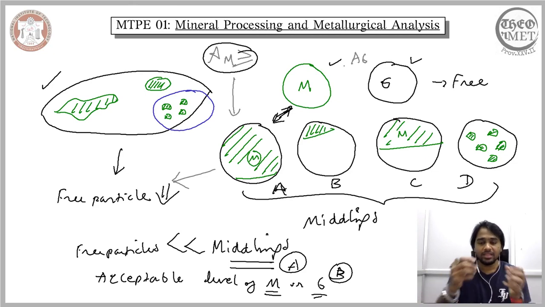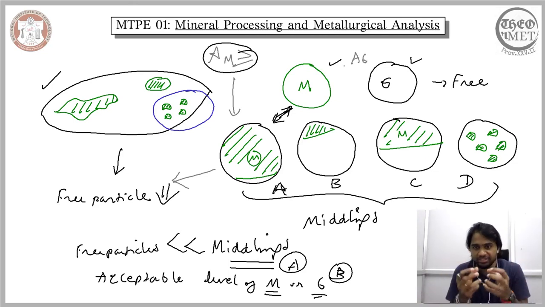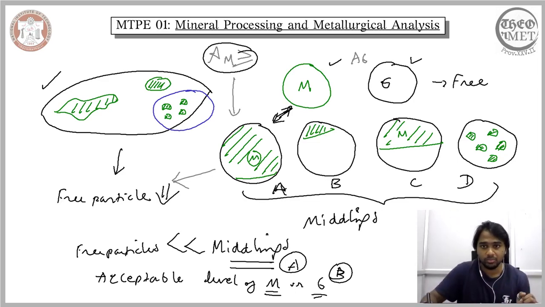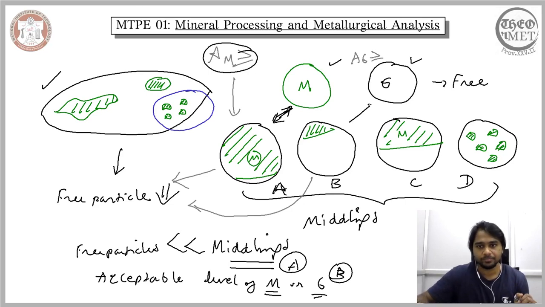When the gangue material present in the middling is greater, or rather it predominantly comprises the gangue, it operates similar to the acceptable level of mineral. So if it is greater than or equal to the acceptable level of gangue, then again you would treat such a middling as a free particle, and these two would be equivalent.